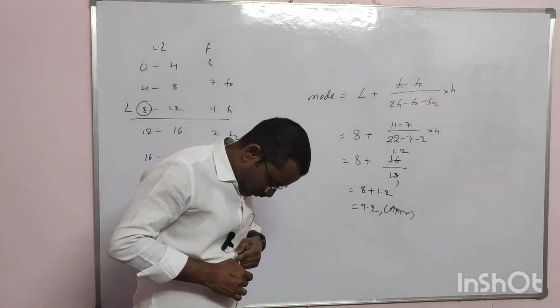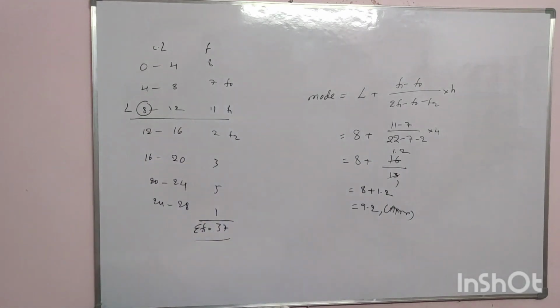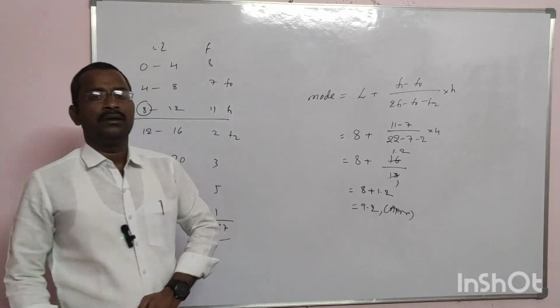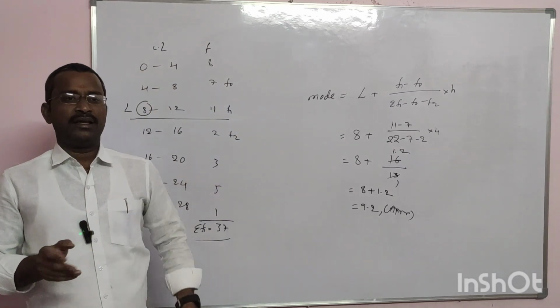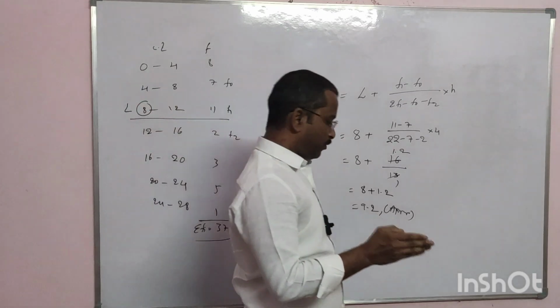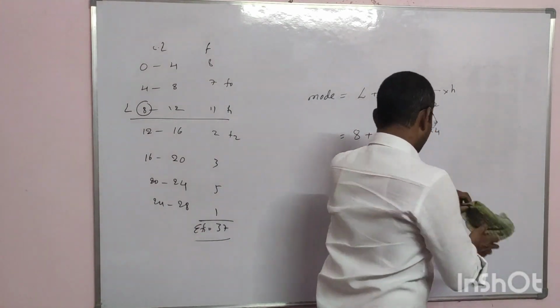And there are 2 more methods. Unknown variables are given by mean, unknown variables are given by median. We'll continue with the 2 methods also.